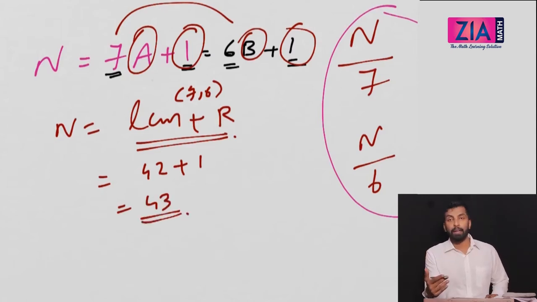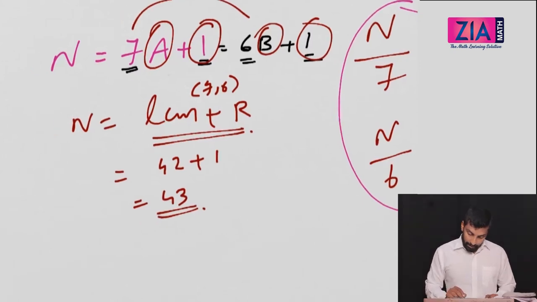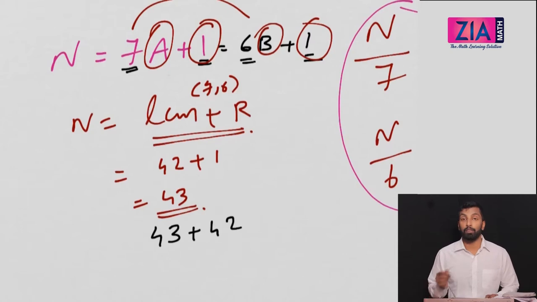So what is the first possible number, if I ask you? That is 43. Is 43 the only such number? No, there are many other numbers also. But 43 is the first possible number. Then what is the next number? If you need to know the next number, add LCM. So 43 is the first number, then 43 plus 42 is the second number. So what will be the third number? You add 42 again.